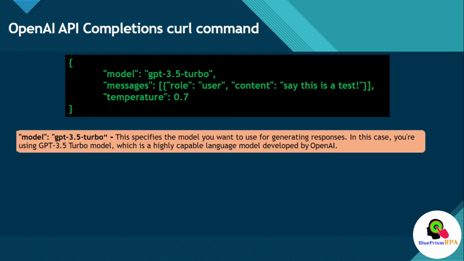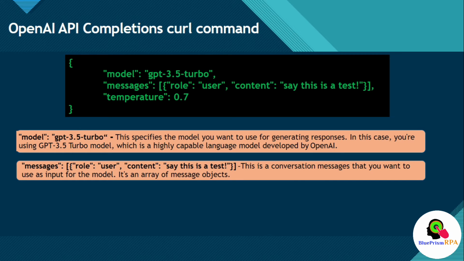Now let me explain this data: model, messages, temperature, role, and content. Model: gpt-3.5-turbo. First, you can understand this is in the JSON format, right? Model is a property and this is the value. It's like a key and value, right? This specifies the model you want to use for generating a response. In this case, you are using the GPT 3.5 Turbo model, which is a highly capable language model developed by OpenAI.